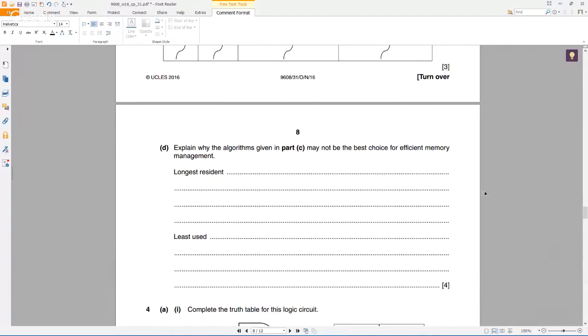Okay, so the next question asks why using these two approaches could not be the best choice for efficient memory management.